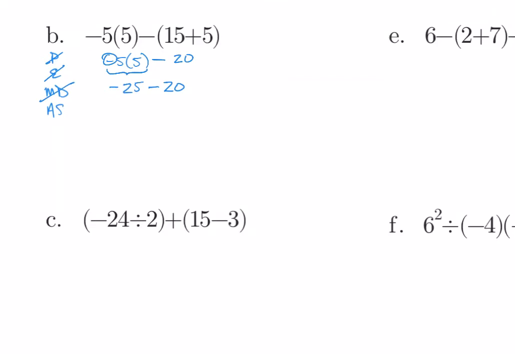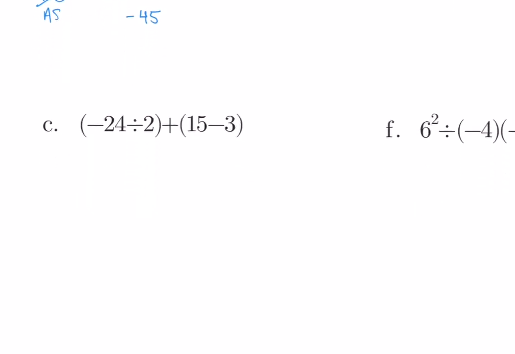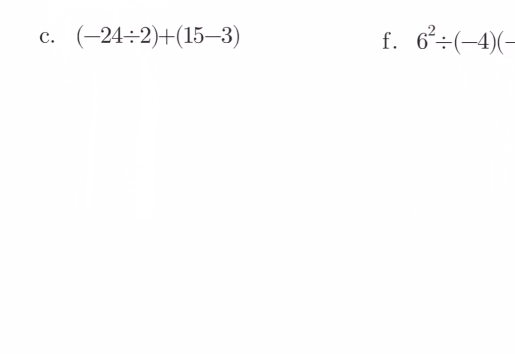From there, I want to combine. So negative 25 and negative 20 have same signs. So we are going to add and keep the sign. Our final answer is negative 45. All right, let's come down to example C.